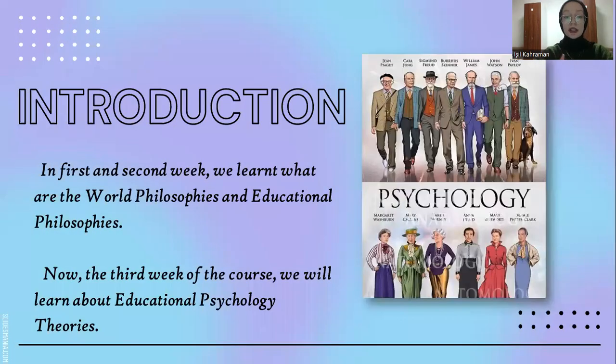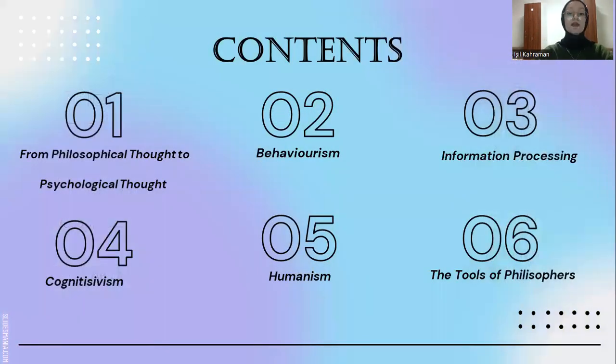In the first and second week, we learned what the world philosophies and educational philosophies are. And now in the third week of the course, we will learn about educational psychology theories. In this third week, we will focus on psychological parts. And these are my contents. First, we will talk about from philosophical thought to psychological thought. And second, behaviorism, information processing, cognitivism, humanism, and the last one is the tools of the philosophers.